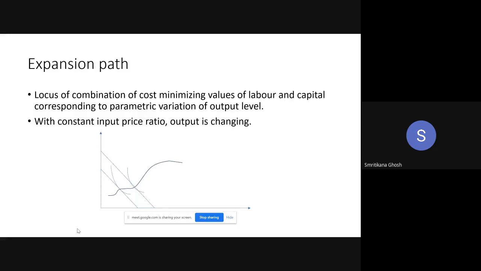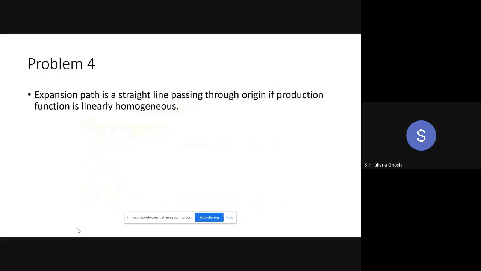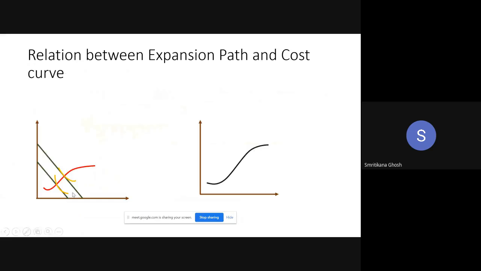So I'm just repeating this diagram here. In the first diagram, the red one is the expansion path. Look at these green lines. These are the iso cost lines which are parallel to each other, showing constant input price ratio, constant W by R. So your input price ratio is constant, your total cost is increasing. And those yellow lines are the isoquants.